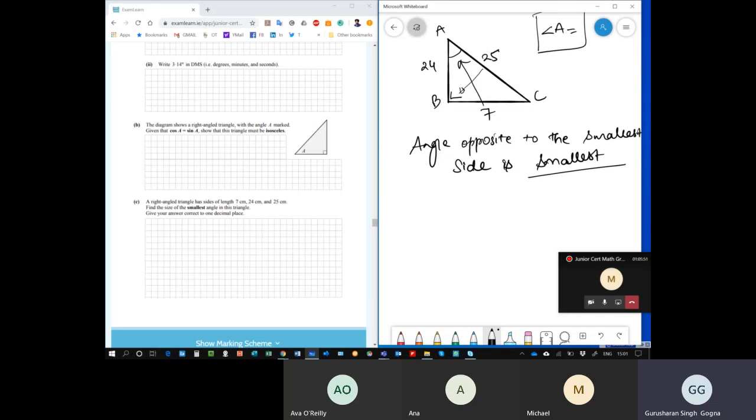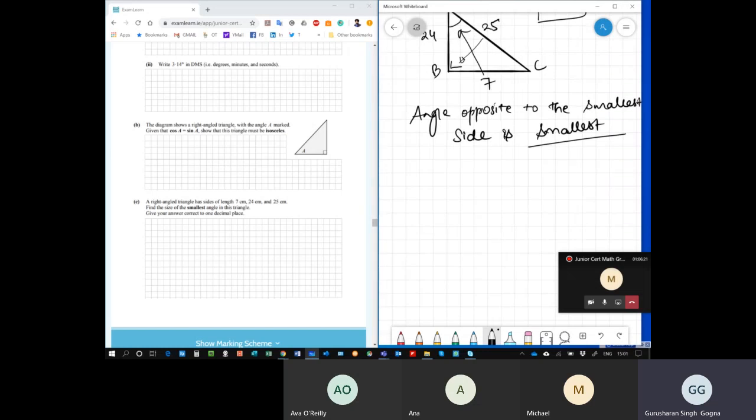Hypotenuse? How will you get it from the hypotenuse? Sine A, and Anna said sine A is 7/24. Your approach is correct, but your answer is not correct. Your approach is correct because we want angle, so we need to use trig ratios.